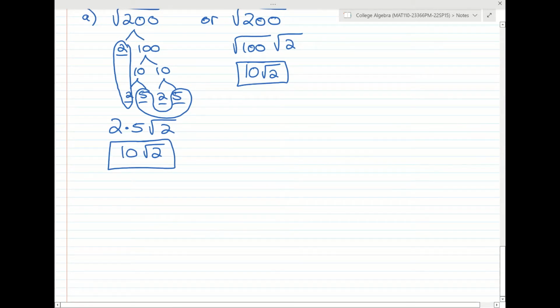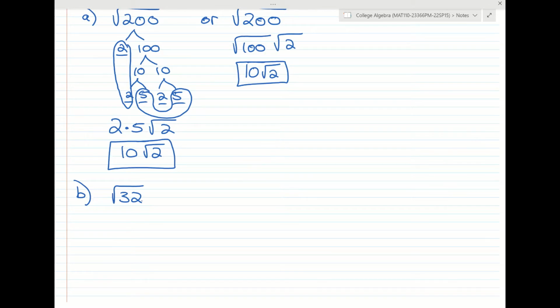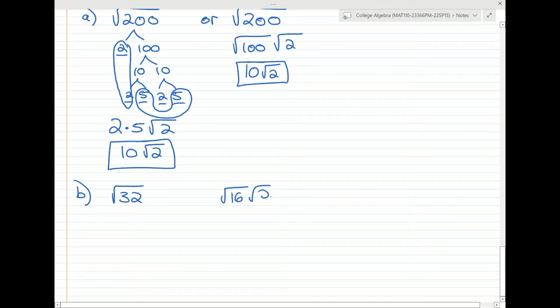Let's get practice doing 2 more of these. How about the square root of 32? What I'm going to do is use the prime factorization tree because I think that's going to be the easiest technique for most of you. It's faster to do it the other way. What's a perfect square that goes into 32? 16. So this is the same thing as the square root of 16 times the square root of 2. The answer is 4 root 2.